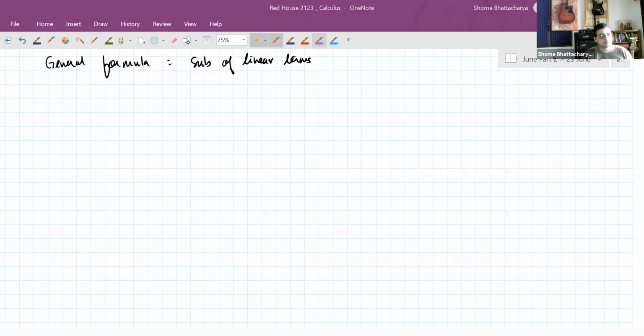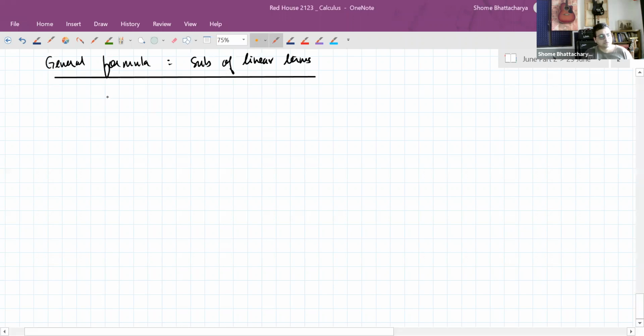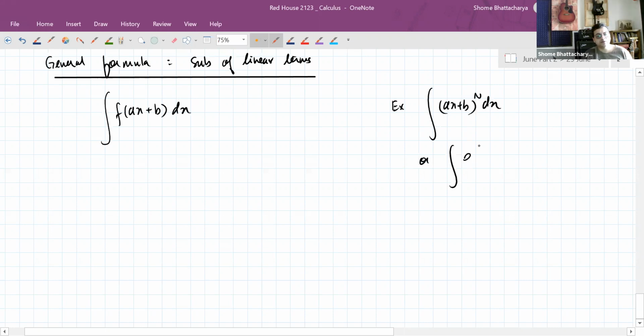So if we are doing an integration of this type, the function that we are integrating applies to a linear term. So for example, we have, let's say, (ax plus b) to the power n. Or we have exponential of ax plus b. Or we have any trigonometric function like sine, cos, etc. of ax plus b. So this is the kind of situation we are integrating.